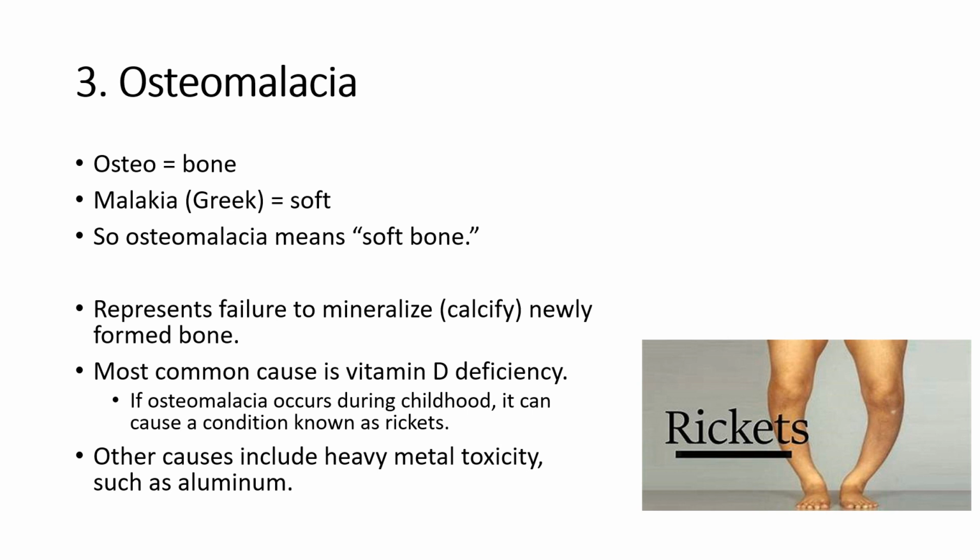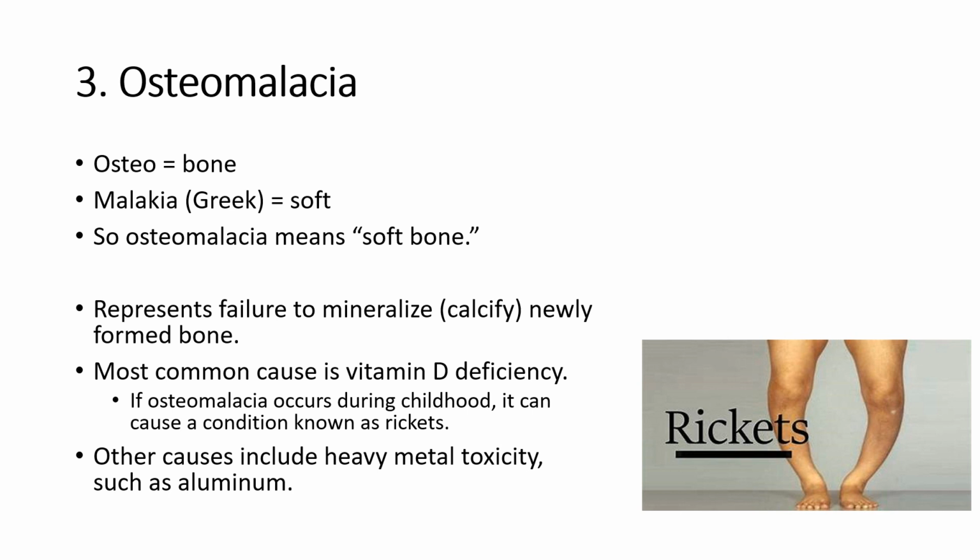The most common cause of osteomalacia is vitamin D deficiency. If osteomalacia occurs during childhood, it can cause a condition known as rickets, which most often occurs because of extreme and prolonged vitamin D deficiency. If kids don't get enough vitamin D, they can't absorb enough calcium and phosphorus in their food, and they don't mineralize their osteoid, or the newly formed bone. The bone is so soft that microfractures occur, leading to bowing of the bones as demonstrated in this picture.